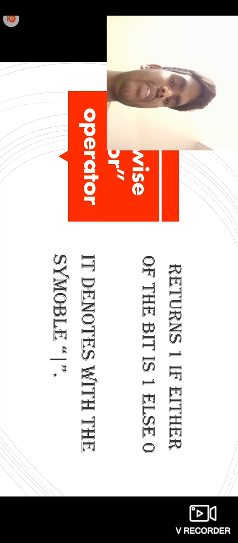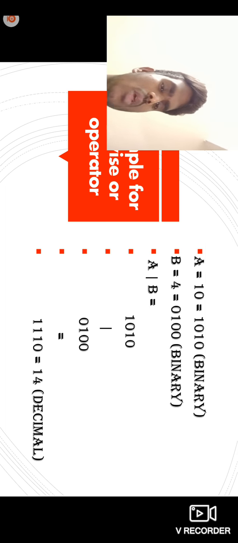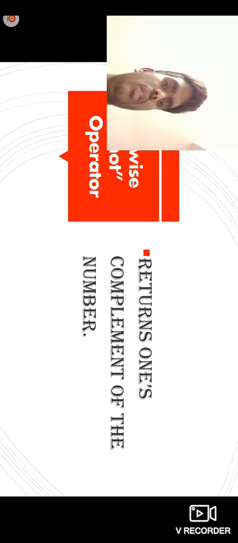Next one is the bitwise OR operator. It says that if either one of the operands is true, it prints true. If you see the example there, same 10 and 4. 0 and 0 prints 0. 1 and 0 prints 1. 0 and 1 prints 1. 1 and 0 prints 1. So we get 1110, and the binary form 1110 is 14. I mean the variable is 14. So this is how the bitwise OR operator is done.